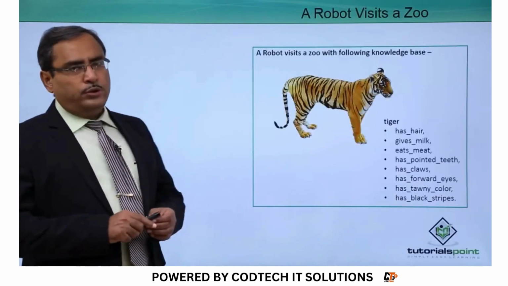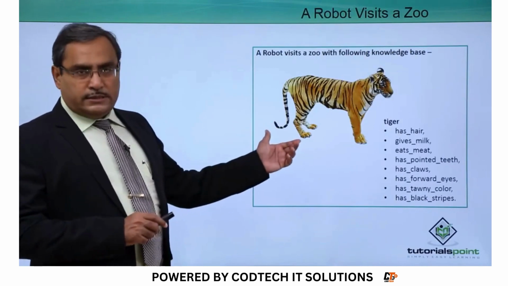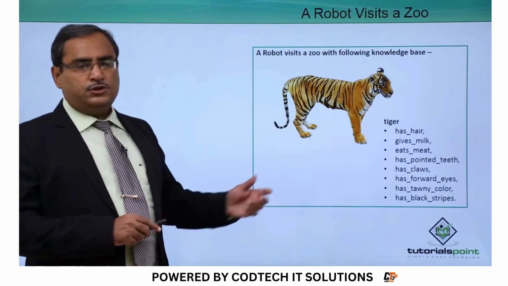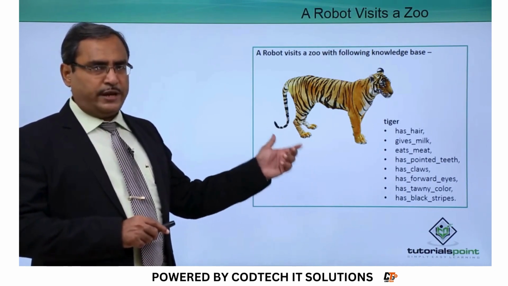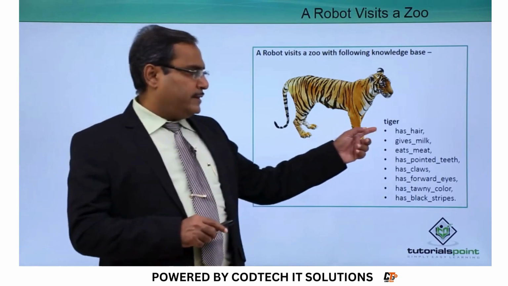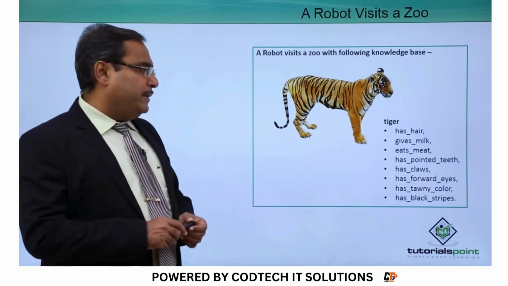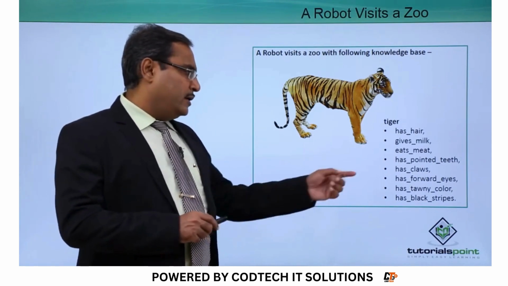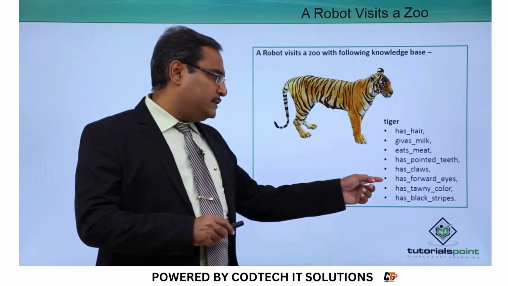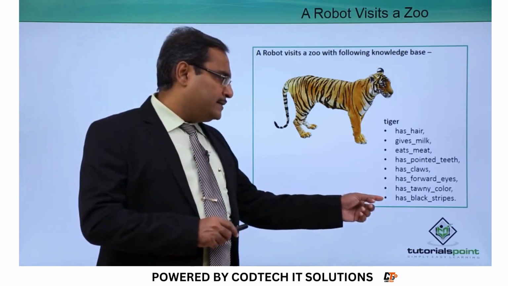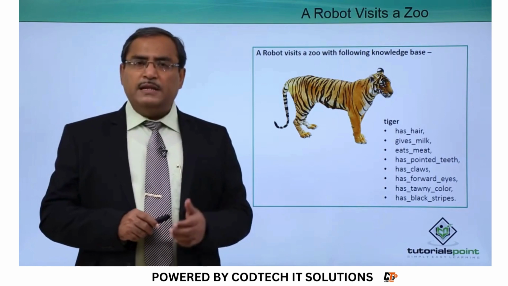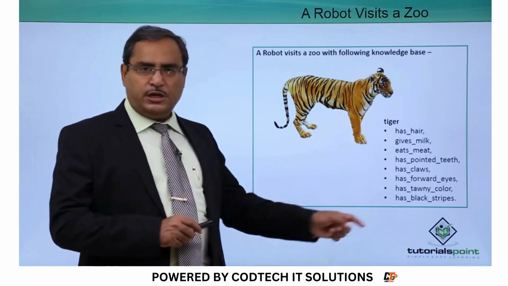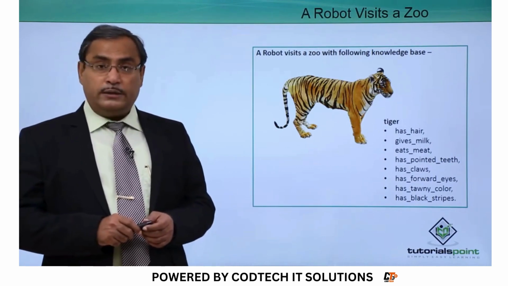At first we are going to discuss the tiger. A robot visits a zoo with the following knowledge base. The first knowledge base is regarding the tiger. The robot knows that a tiger has hair, gives milk, eats meat, has pointed teeth and claws, has forward eyes, has tawny color, has black stripes. Tawny color means yellow color. So that's why this particular robot has such information regarding the tiger.